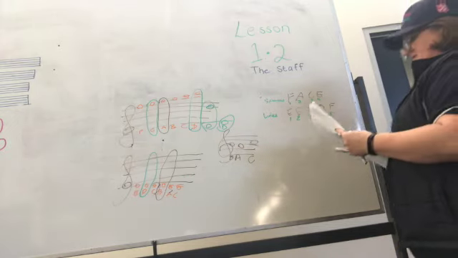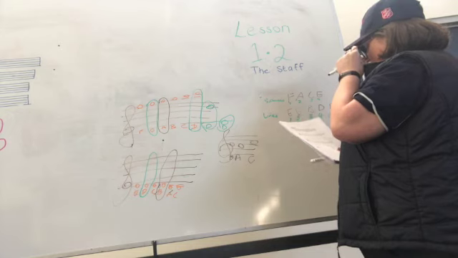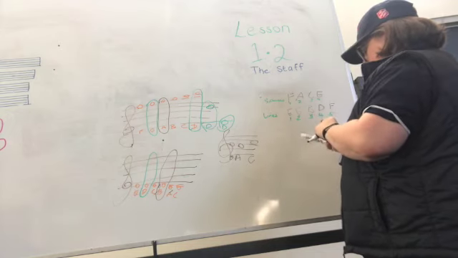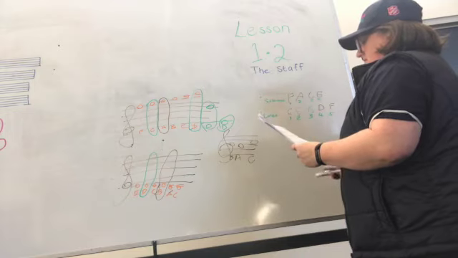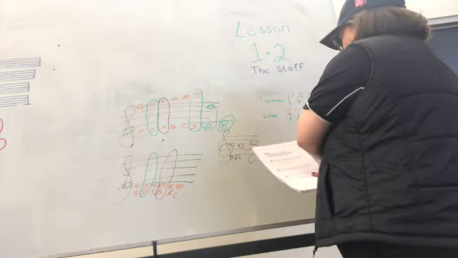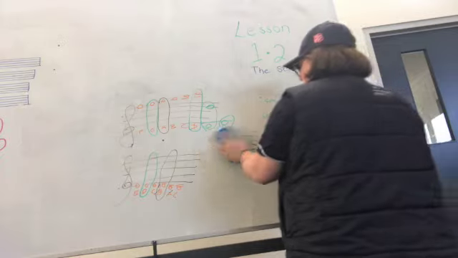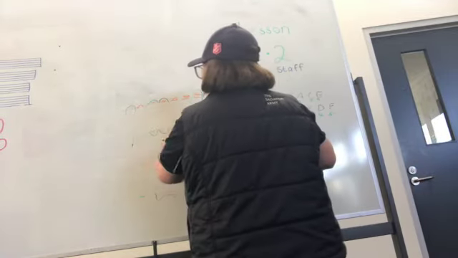Page 15 says, write the following notes on the treble clef. Write at least 2 notes above the stave, and write at least 2 notes using ledger lines below, and 2 notes using ledger lines above. Wow.